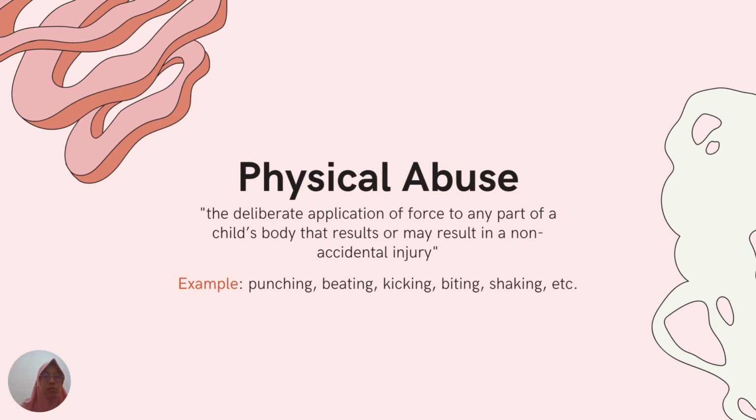The definition of physical abuse is the deliberate application of force to any part of a child's body that results or may result in a non-accidental injury. So examples of physical abuse towards children can include punching, beating, kicking, biting, shaking, and other actions such as throwing, stabbing, choking, or burning.